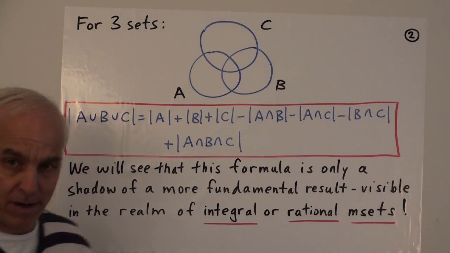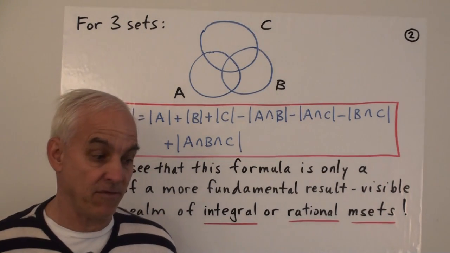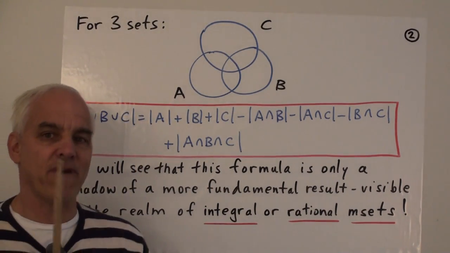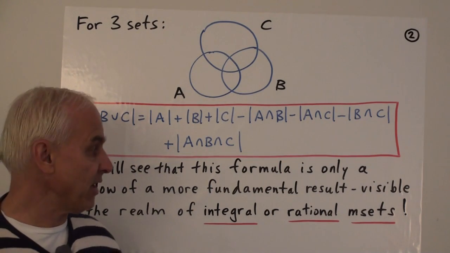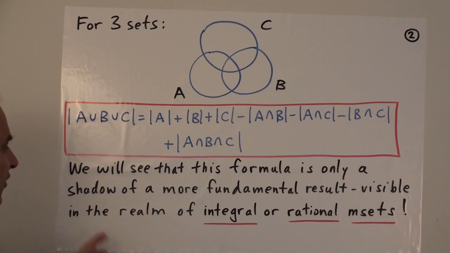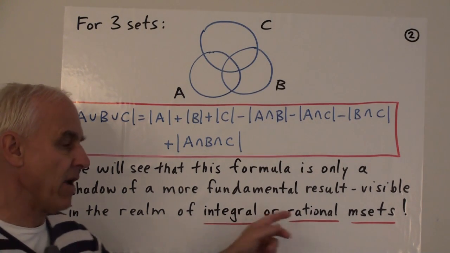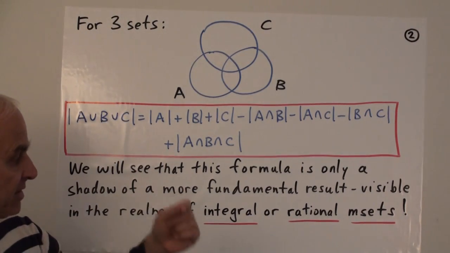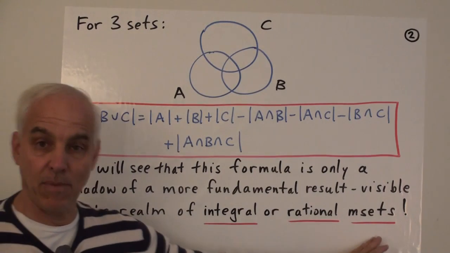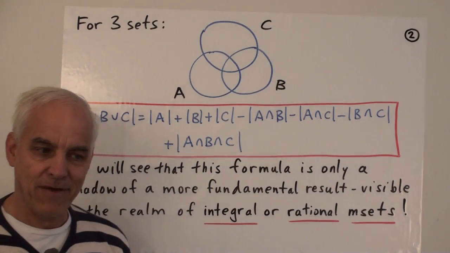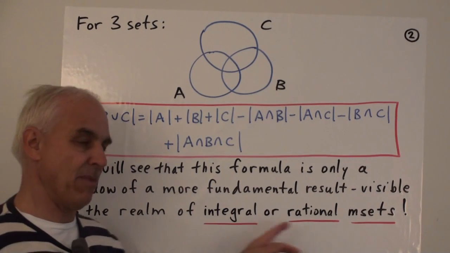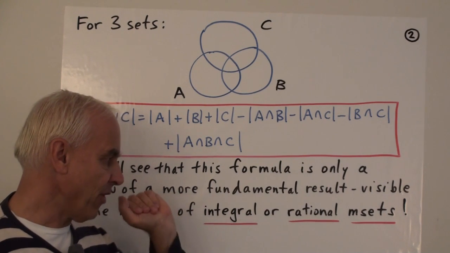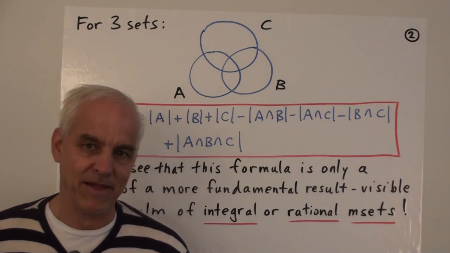So we're going to see that this formula, common, and in fact very standard and very fundamental and useful though it may be, is actually but a shadow of a more fundamental result. And that more fundamental result really becomes mostly visible to us in the realm of integral, or maybe even rational multisets. So we have to expand our thinking in two very distinct directions. We have to go from sets to multisets, and we have to enlarge our view to something called integral multisets. And it will turn out that what we say for integral multisets will also extend to rational multisets, but we'll talk about that some other time.